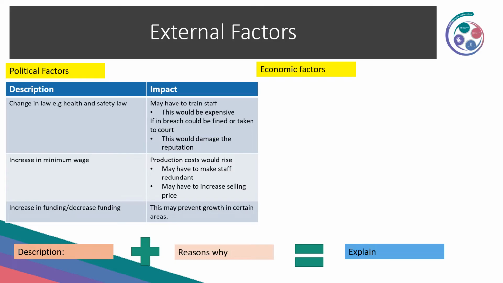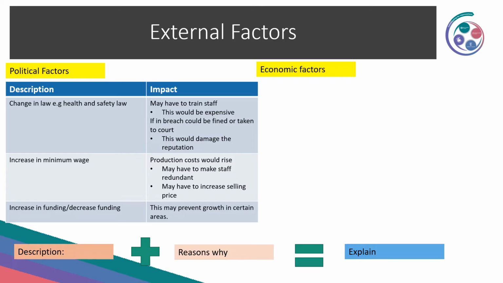Another political factor could be the increase in minimum wage. And if the minimum wage was to increase, then obviously the production costs would rise. And when production costs rise, businesses have to make two decisions. They need to decide we're going to cut back on our expenses, so they may have to make staff redundant in order to pay for the rise, or they may have to increase their selling price so that they've got more money coming in.